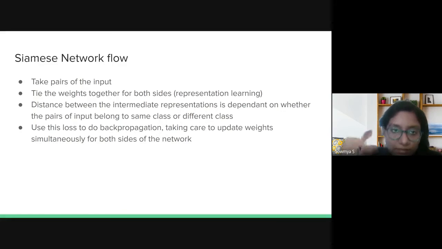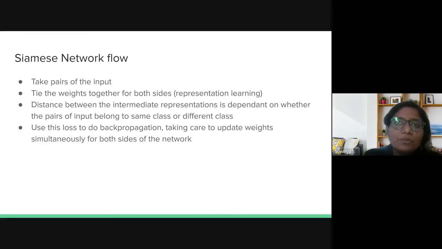So what is the flow of the network? We take pairs of the input, we tie weights together for both sides, and this is the representation learning part. And the distance between the intermediate representations is dependent on whether the pairs of input belong to the same class or different class. Here, same class and different class in practice is an augmentation we have done and not the original classification data. Then we use this loss to do backpropagation, taking care to update weights simultaneously.